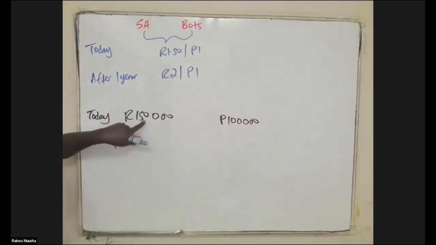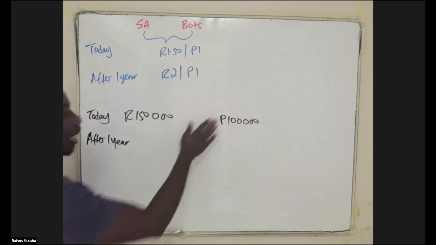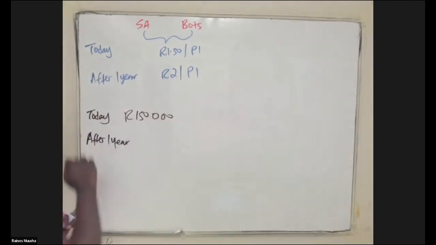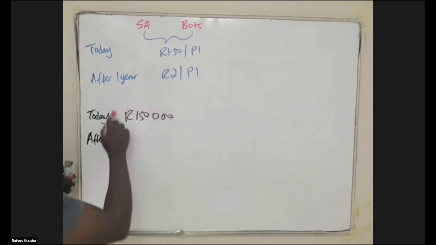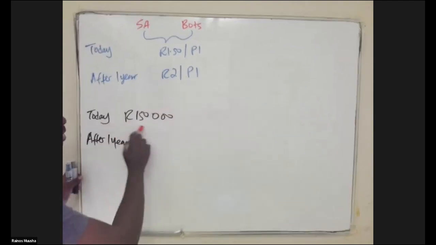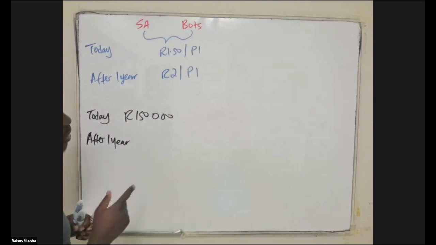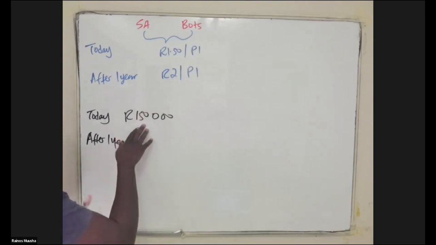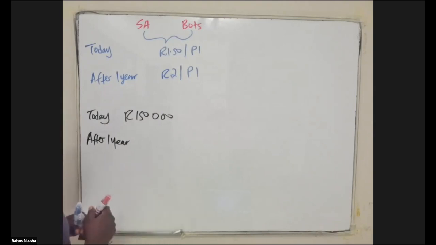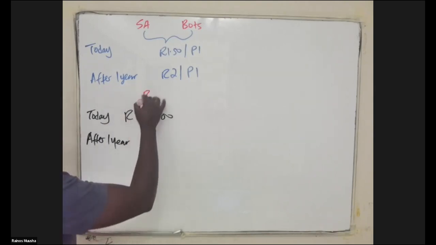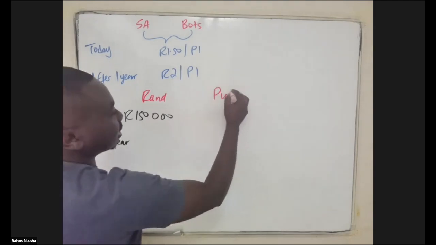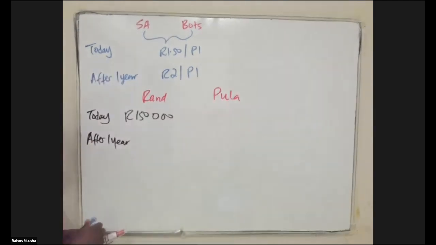For 150,000 rand, remember how we do the conversion. Let me just start off by looking at how we do the conversion, right? If today you start off with 150,000 rand, it means you're going to be moving this money from the South African rand to the Botswana pula. So you have the rand this side, you have the pula that side, right? So if you start off with 150,000 rand, you want to convert this money into Botswana pula.